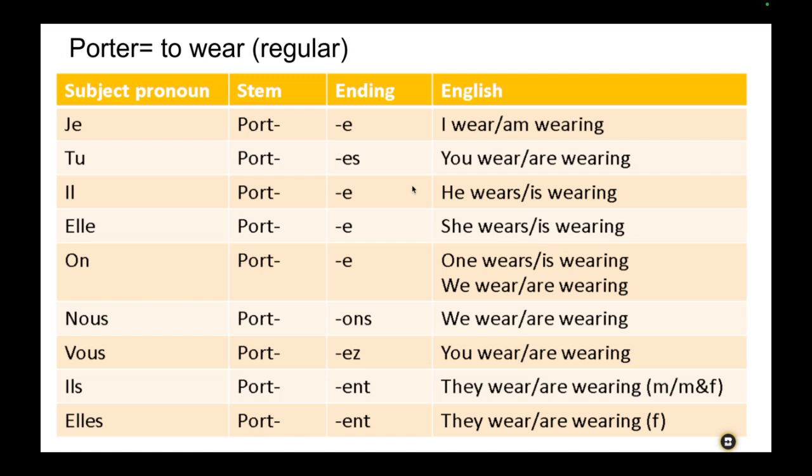So remember that for je, since we remove the er, we're going to have to add an e. So it's going to be je porte, tu portes with an es, il porte with an e, elle porte, on porte with an e at the end. Nous portons is going to be ons. Vous portez, easy, ils portent, and elles portent for female is going to be ent. So remember that the ent, when you pronounce it, is silent. You do not pronounce it at the end. You just say porte. Except nous and vous, you will have to pronounce the ending, which is when you say portons and portez.